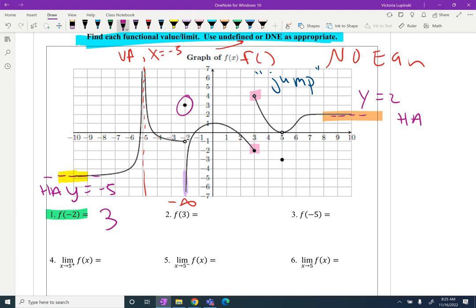How about f of 3? When x equals 3, what's the corresponding y value? -2. That's this closed circle. Nope, sorry, this one. How about f of -5? Go to x equals -5. Is there any defined y value there? So you're going to say undefined.